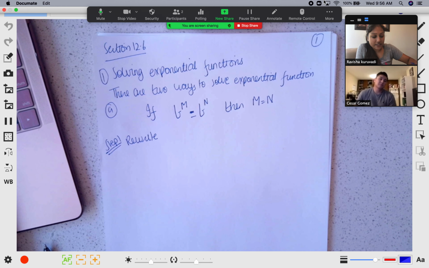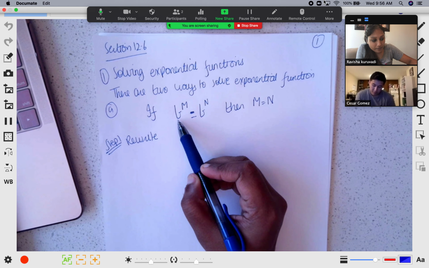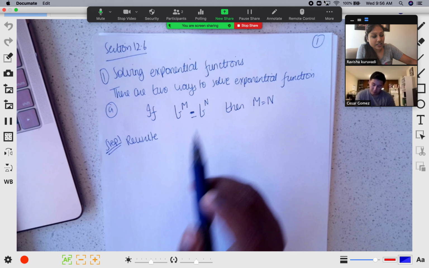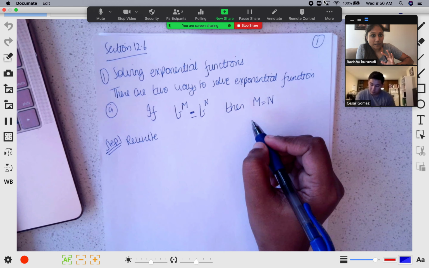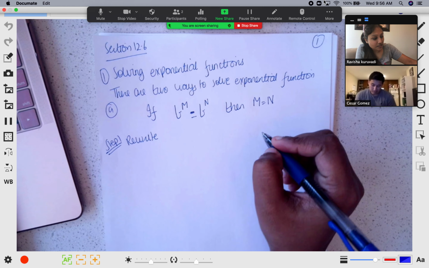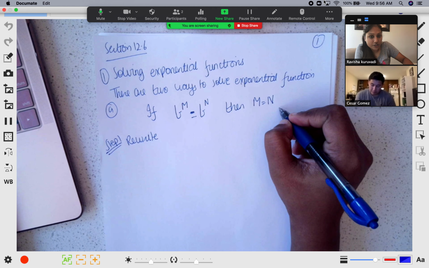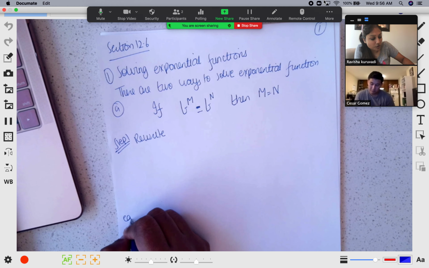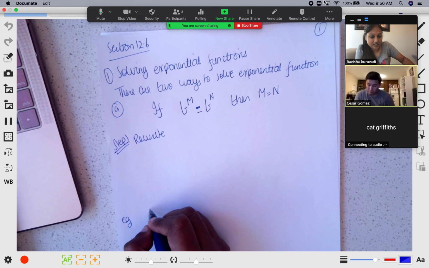We are going to do this: if some base b to the power of m is equal to base b to the power of n, then I can directly say m is equal to n. This is your first method. For example, if I say 8 to the power of 5 is equal to 8 to the power of x.